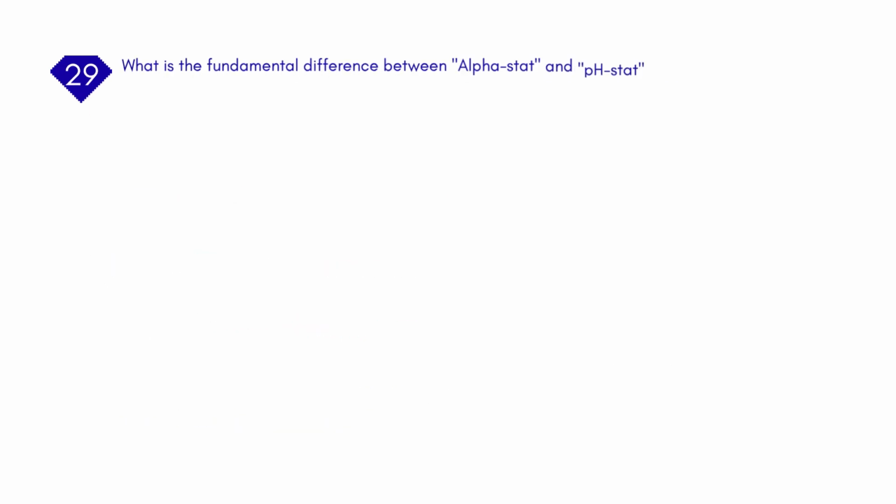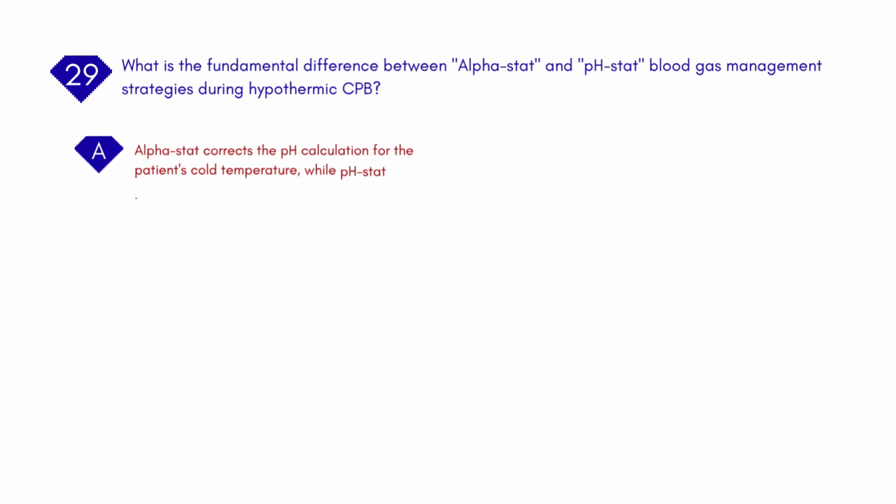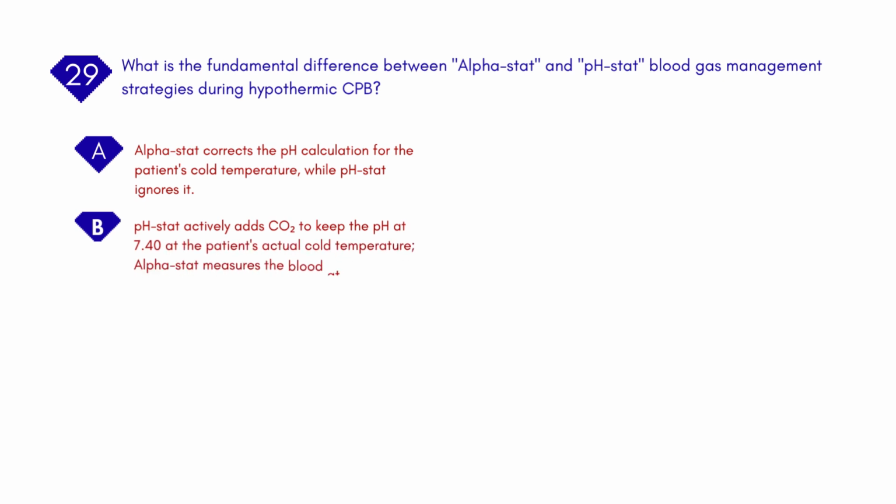What is the fundamental difference between alpha-stat and pH-stat blood gas management strategies during hypothermic CPB? A. Alpha-stat corrects the pH calculation for the patient's cold temperature, while pH-stat ignores it. B. pH-stat actively adds CO2 to keep the pH at 7.40 at the patient's actual cold temperature. Alpha-stat measures the blood at 37°C without temperature correction.